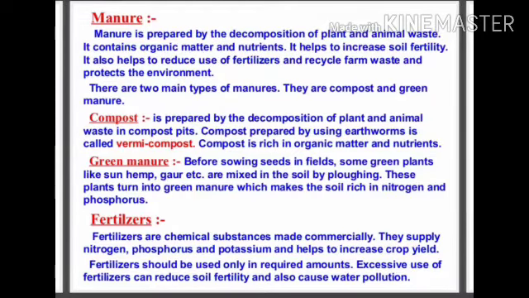Another way to increase nutrients for the plants is fertilizers. These are chemical substances made commercially. They supply nitrogen, phosphorus, potassium, and help to increase crop yield. But the excessive use of these fertilizers can also reduce soil fertility and is also a cause of water pollution.